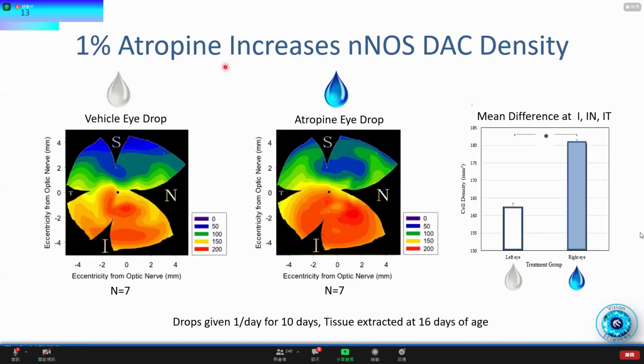One percent atropine eye drops inhibit myopia in our animal model, as they do in humans, of course. And what we find is that if we give drops once a day for 10 days to young guinea pigs, it also modulates the nNOS density. Specifically, animals that are given these atropine eye drops increase the density of their nNOS neurons, as is shown here.